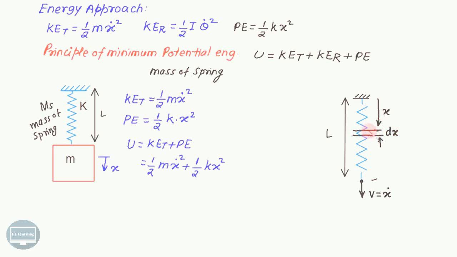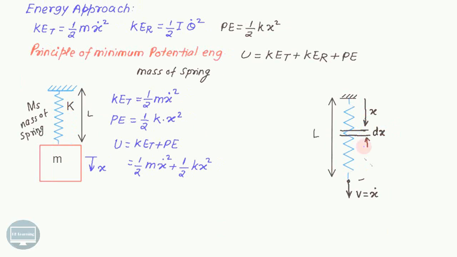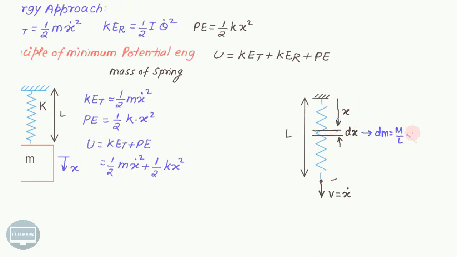As we did in the case of the rod also, the mass ms is distributed over the length L. So can we calculate the mass of this small length? The mass for this small thickness is dm equal to m divided by L multiplied by dx.